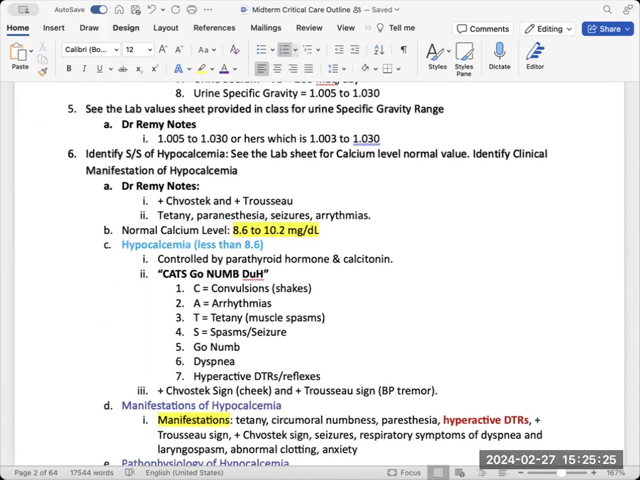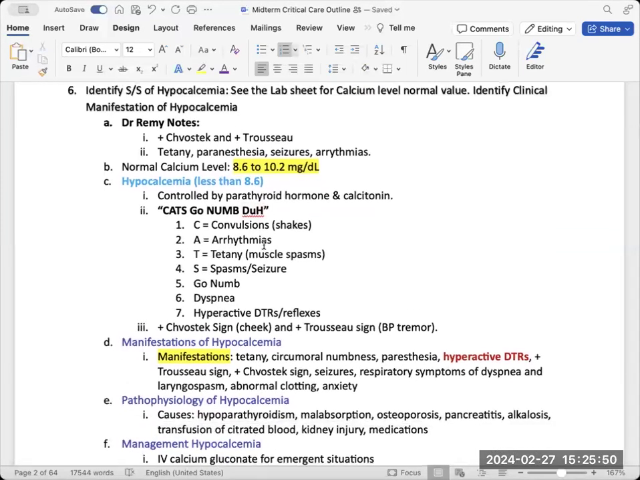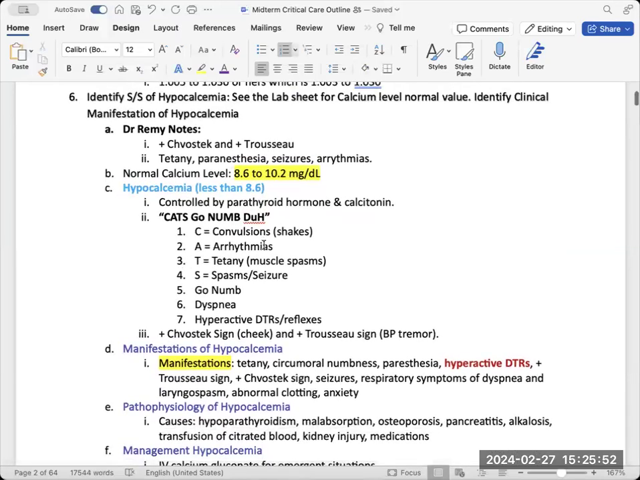No. Okay, so we talked about the values. Like I said, when we're talking about urine specific gravity, you could reference either one because if you see it on that lower side, you just know, okay, when I'm talking about dehydration, that's not going to be correct. I expect it to be on that higher side of 1.030 or higher. If I'm talking about fluid volume excess, I expect it to be 1.05 or lower. Okay, so the next question is to identify signs and symptoms of hypocalcemia.